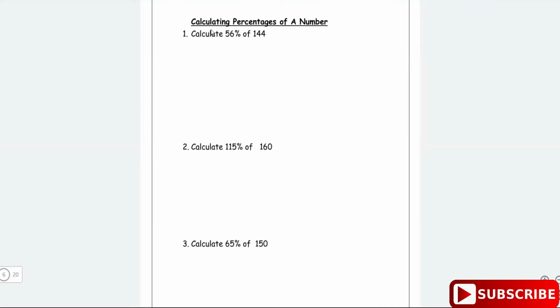144. To calculate 56% of a number, first you have to rewrite 56% as a fraction. 56% as a fraction is 56 over 100, and then you multiply it by 144. So to find 56% of a number, we rewrite the percentage as a fraction and then multiply it by the number. So it's 56 over 100 times 144. Now, we can simplify this: 4 into 56 goes 14 times, and 4 into 100 goes 25 times.